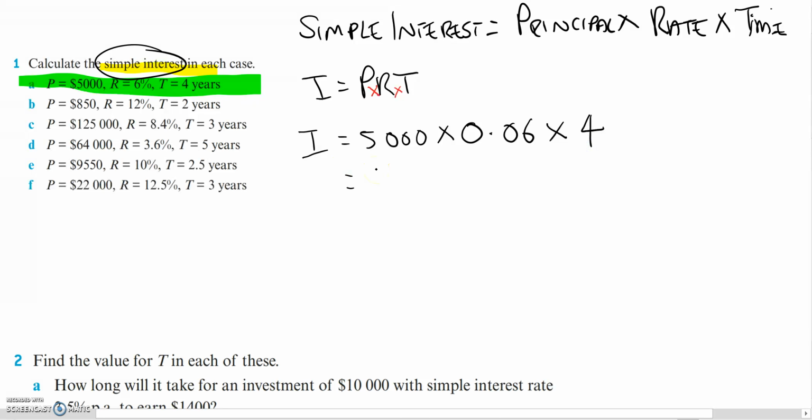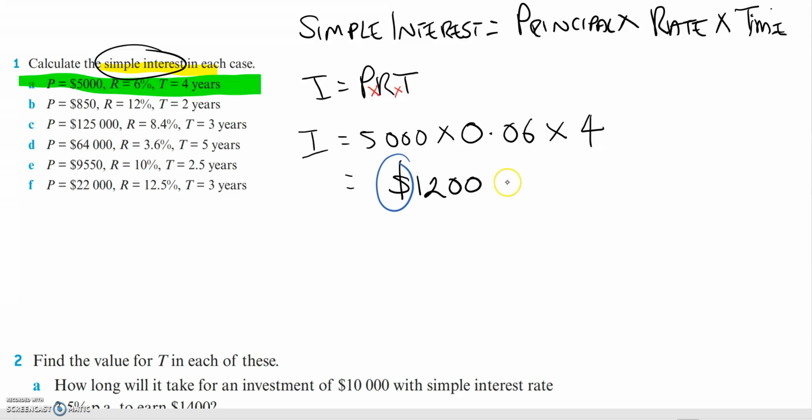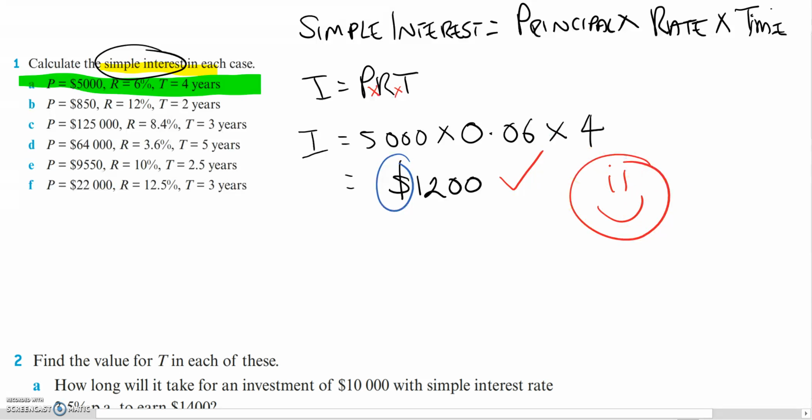So when we just put it in, we just simply throw it in the calculator as is, 5,000 times 0.06, and we multiply that by 4, and we end up with $1,200. Because it is a worded question, we do need to make sure that we are putting that dollar sign there to make sure that it is actually correct. Alright, so that's pretty straightforward.